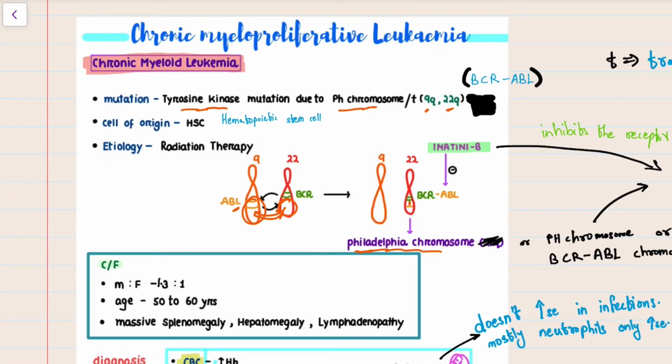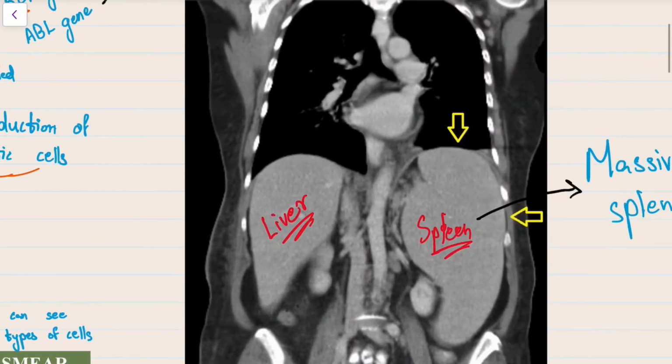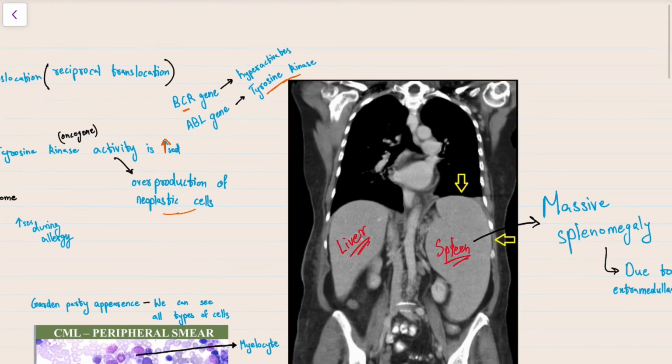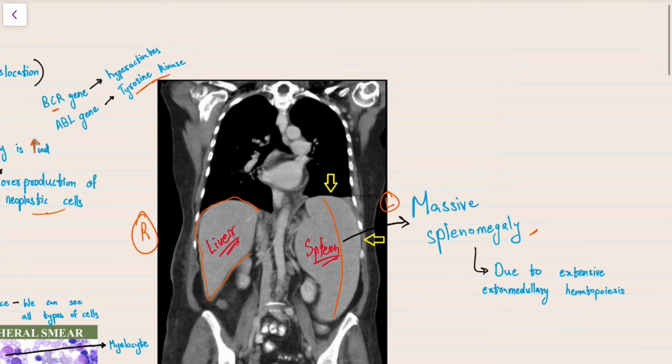So what are the clinical findings? The male to female ratio is 1.3:1, and the common age is 50 to 60 years old. The most common presentation of chronic myeloid leukemia is massive splenomegaly. If you see the CT scan, this is the right hand side, this is the left hand side. Over here, this is the liver. Liver is the largest organ, I believe, but if you see the spleen here compared to the liver, it's actually bigger, which is massive splenomegaly.